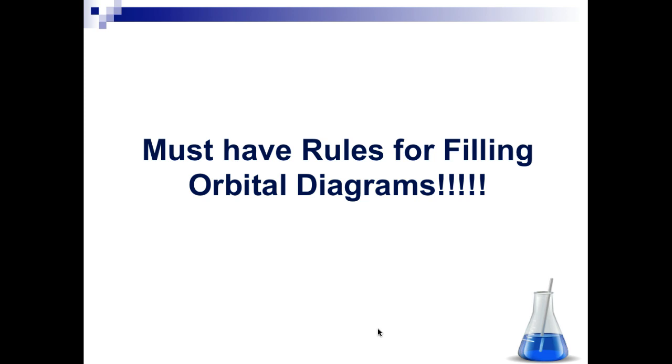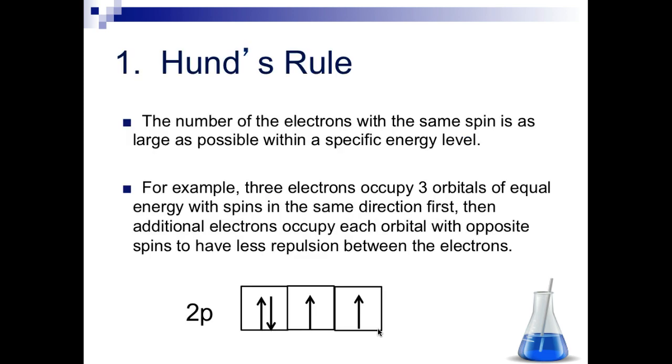There are some must-have rules for filling these orbital diagrams, and we're going to go through them. The first rule is Hund's rule. That says that the number of electrons with the same spin is as large as possible within a specific energy level. What does that mean? If you had 3 electrons that occupied 3 orbitals of equal energy, so let's look at the 2p in this picture, you would have to put one arrow in each of the boxes facing up first. So you put an up arrow here, then here, then here, before you can start pairing them up, because that will minimize the repulsion between the electrons.